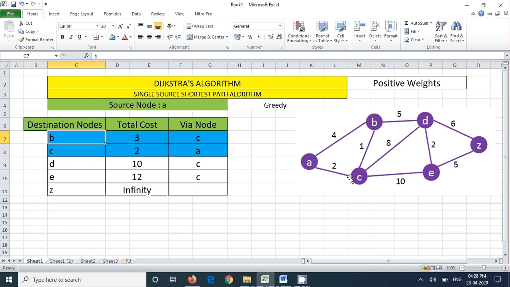It can go to A, C. A, C are already fixed. A means source, fixed. B, C is already done. Okay, so you cannot come via B. That means we are going with D.